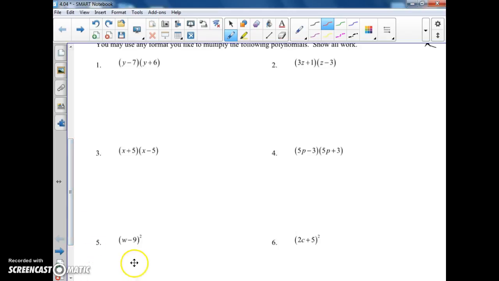Let me ask you this. When you do number 5, how many times do you have to write down W minus 9? Yeah, 2 times. You see, that's old stuff from first semester. Write it down twice and then go box or foil it together, right? Okay, so you got this down. Let's go to the next page.